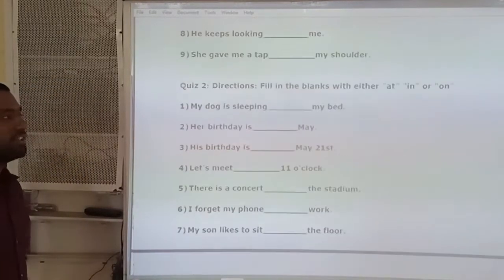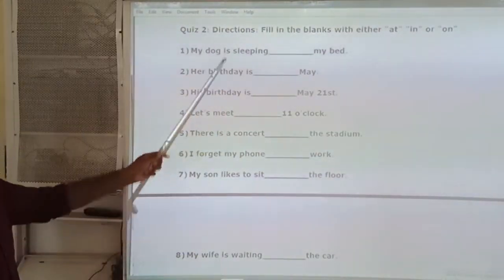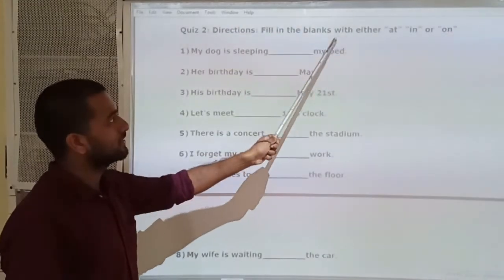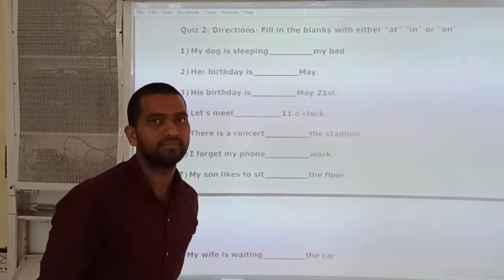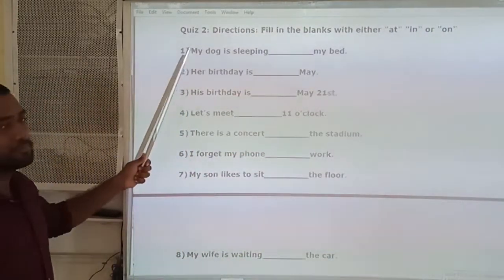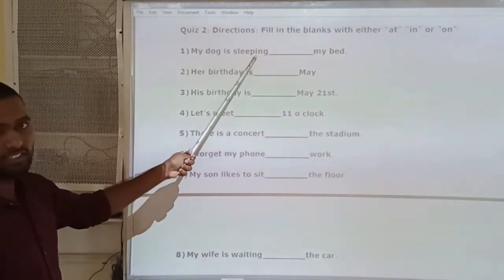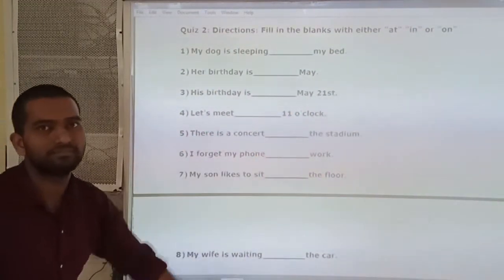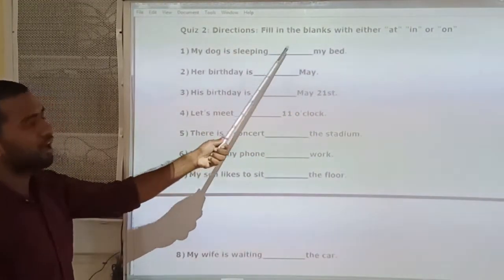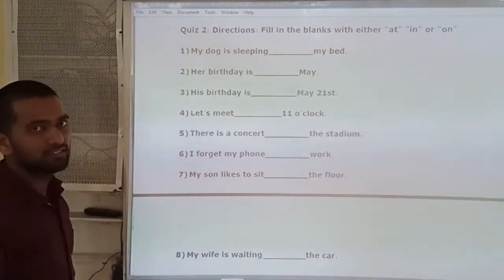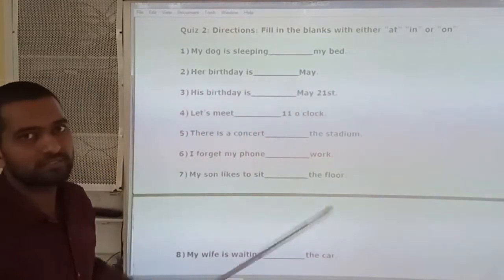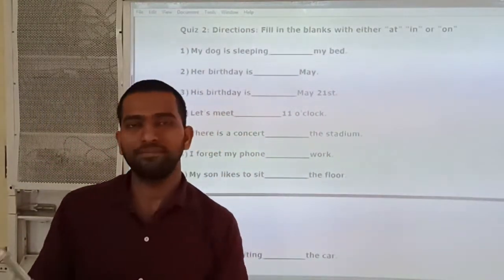Next, second quiz. Directions are given. Fill in the blanks with either at, in or on. Look at the questions now. My dog is sleeping dash my bed. My dog is sleeping on my bed. Next, her birthday is, see, May. May means the specific time is not there.